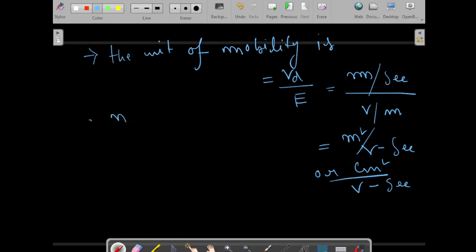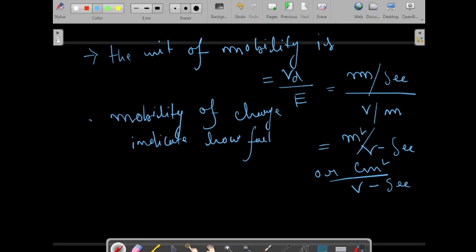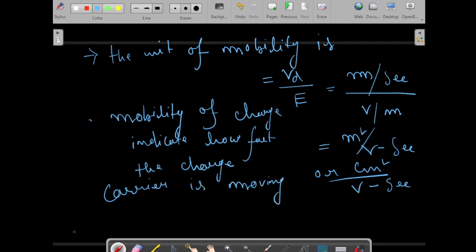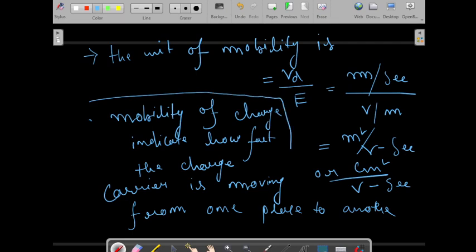The mobility of charge indicates how fast the charge carrier is moving from one place to another. This is the definition of mobility.